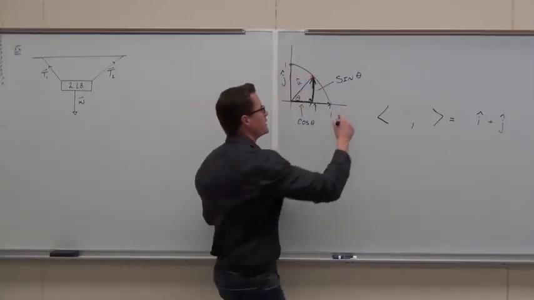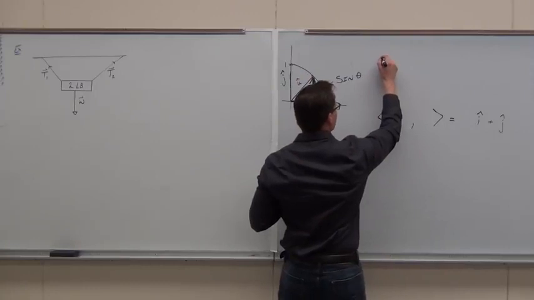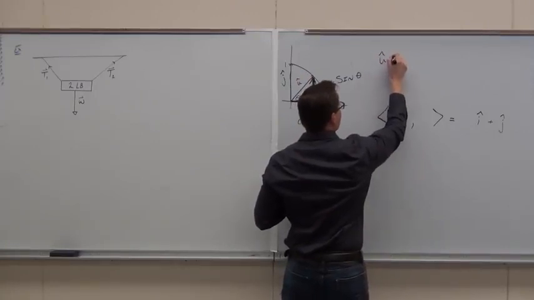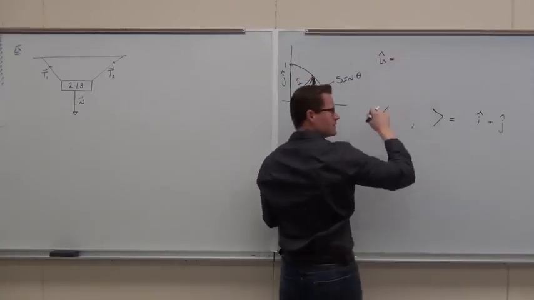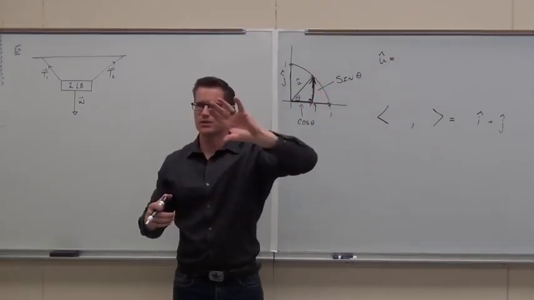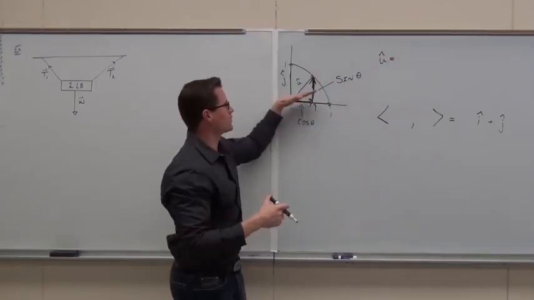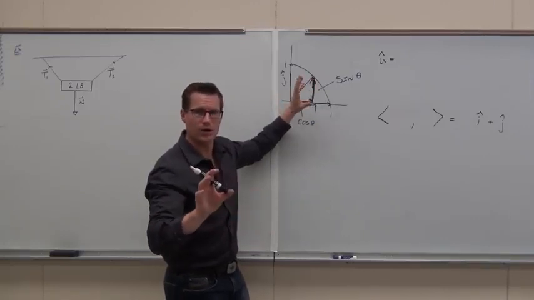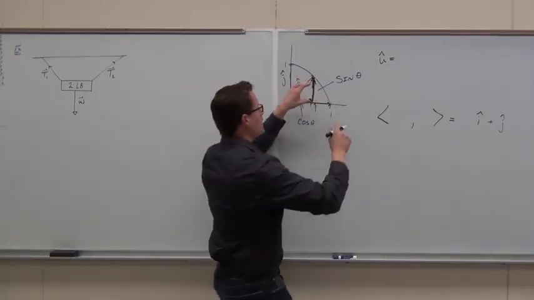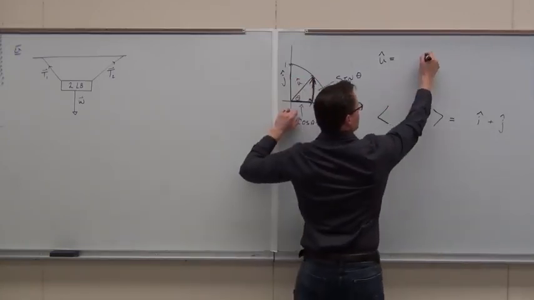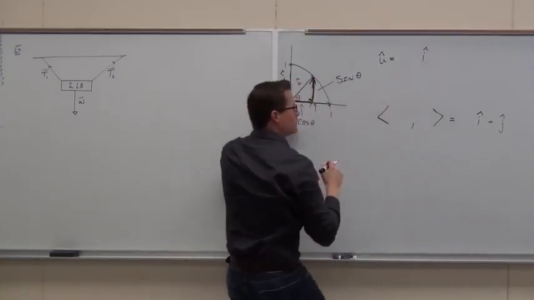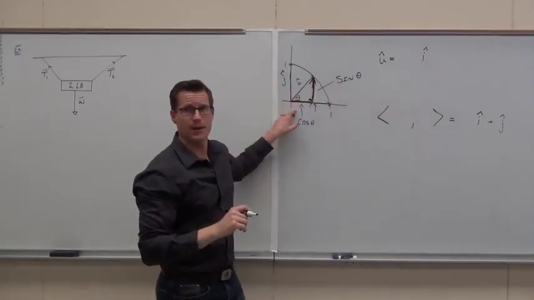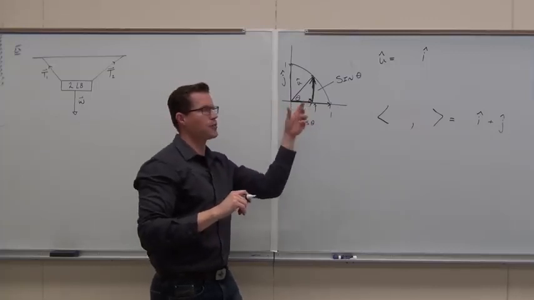So instead of defining a unit vector as a vector divided by its magnitude, if we know the angle that that vector makes with the x-axis, we can define it this way. It's not hard. I just need to give you the theory behind it. Take the i direction and take cosine theta of it.